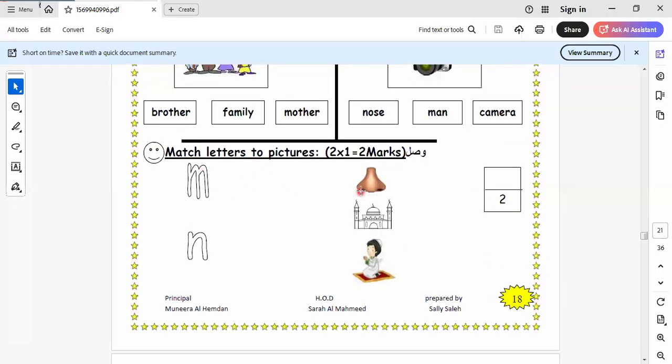Here we have nose. The word nose starts with what? With letter N. Mask starts with letter M. Let's go to another exercise here.